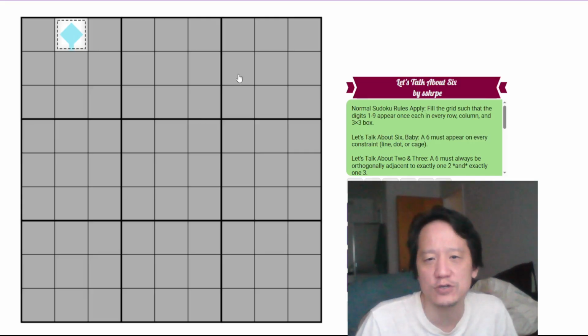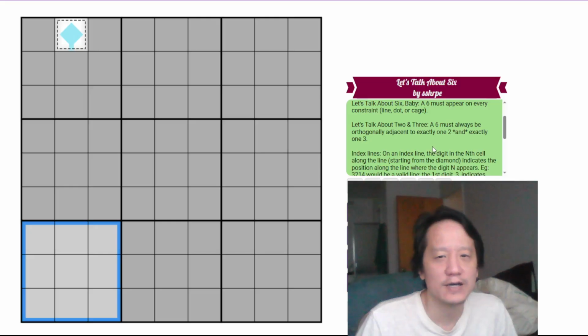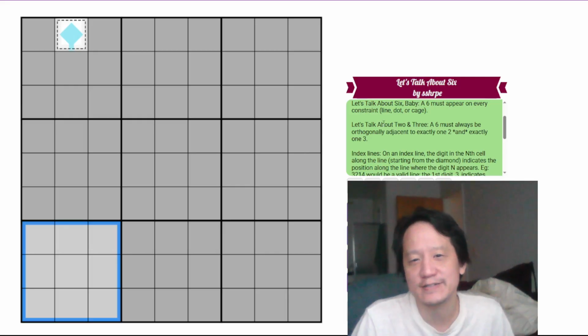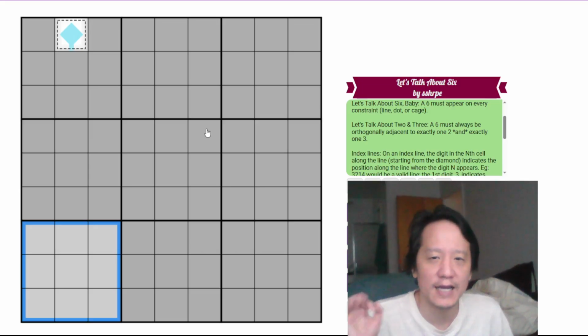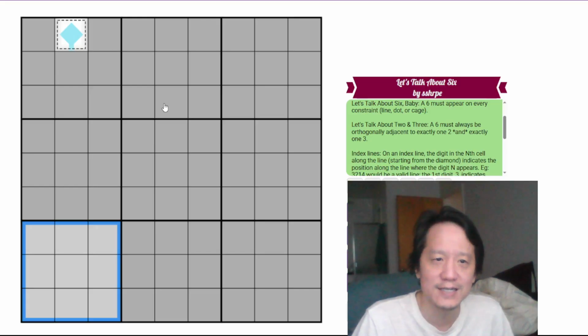Normal Sudoku rules apply, which means fill the grid such that the digits 1 through 9 appear once in every row, column, and 3x3 box. We also have let's talk about six, baby. And that's the reason why I referenced it that way. A six must appear on every constraint. That is every line, every dot, or cage. So a six must appear on every constraint.